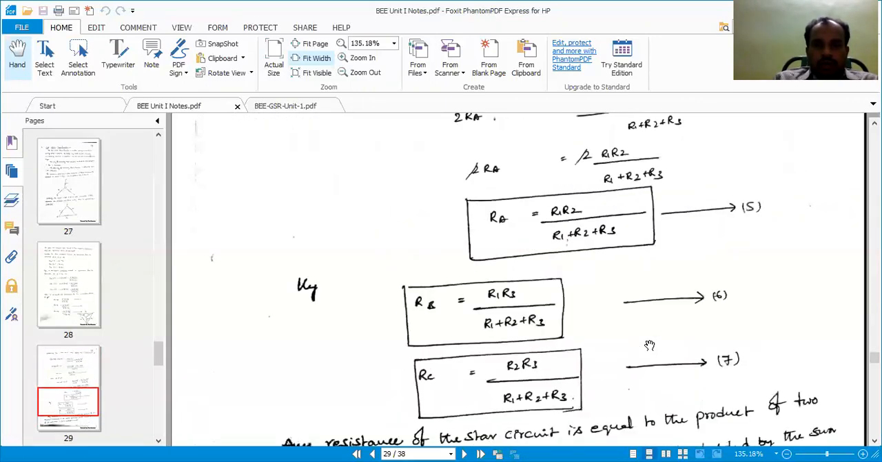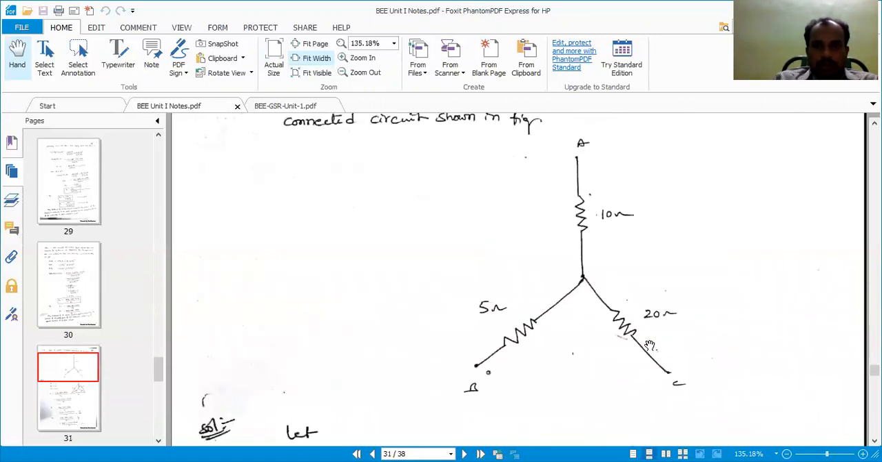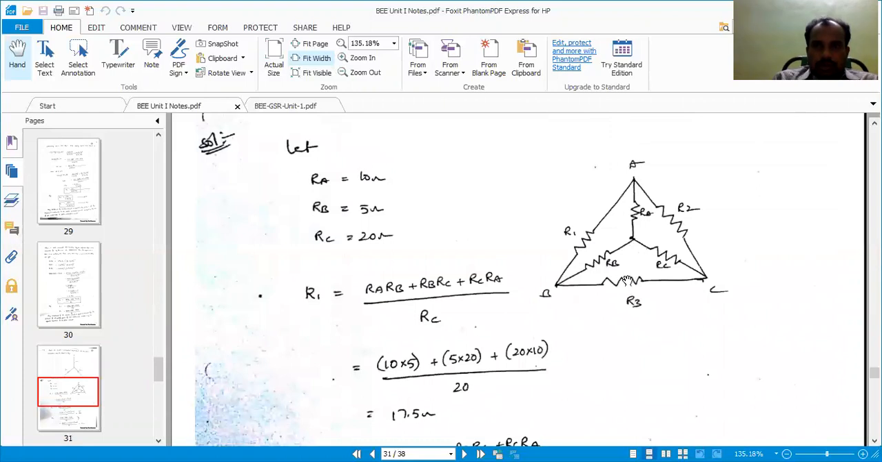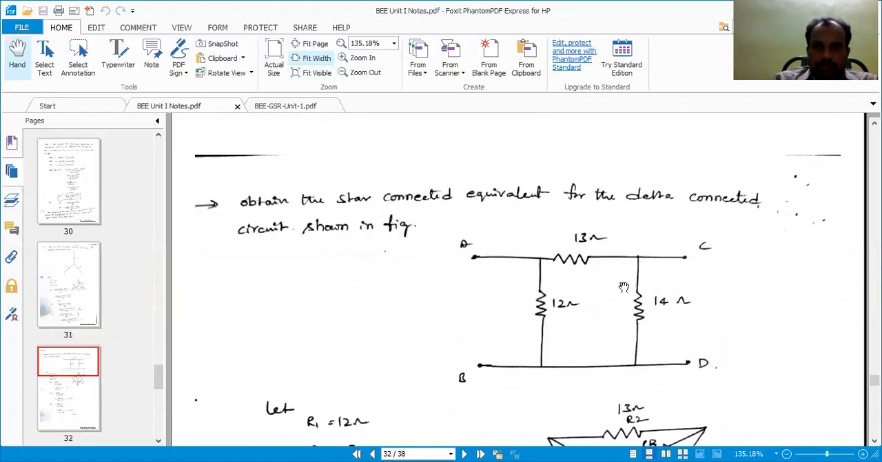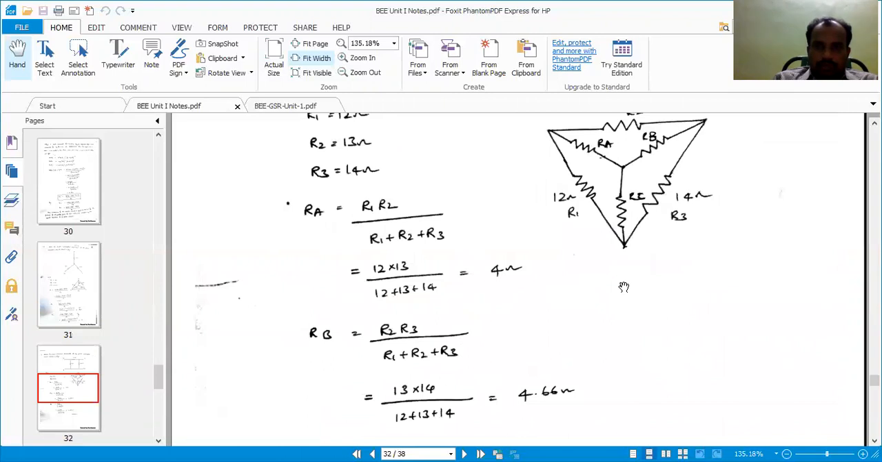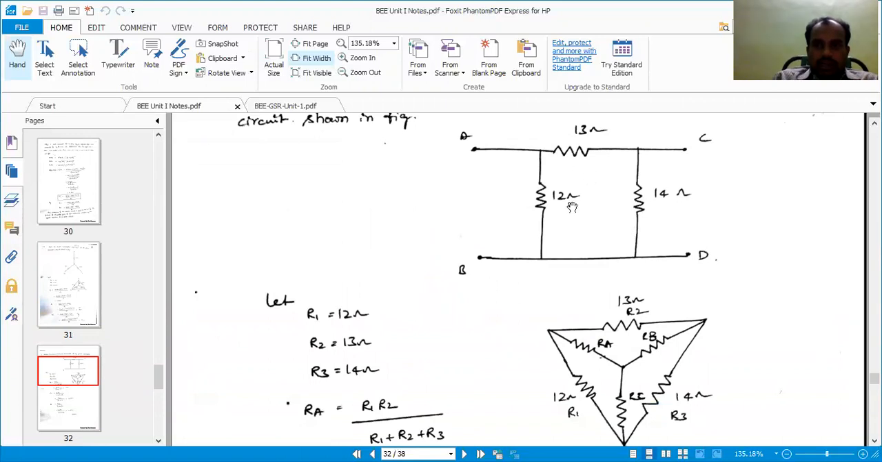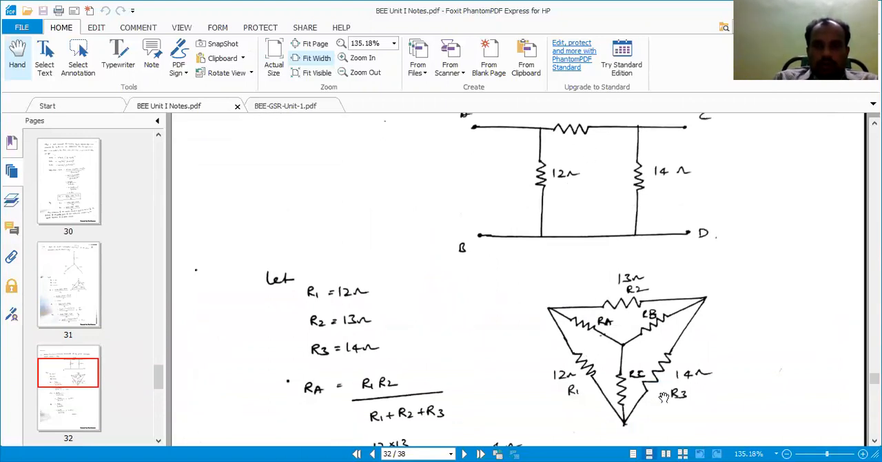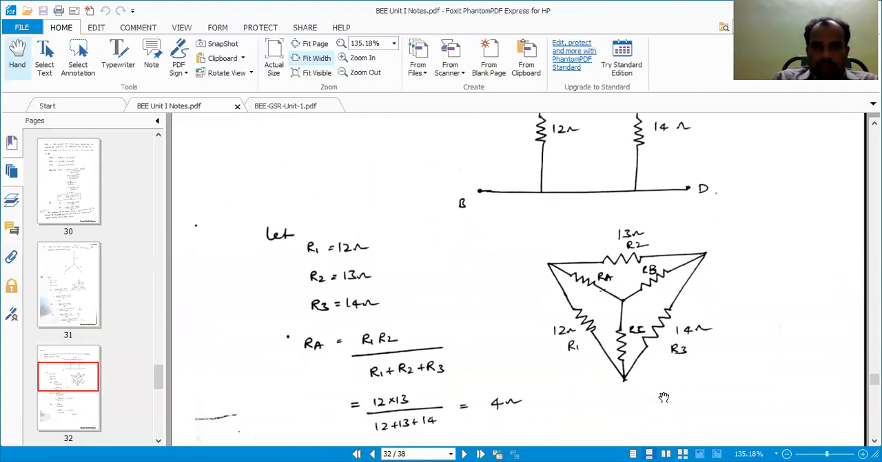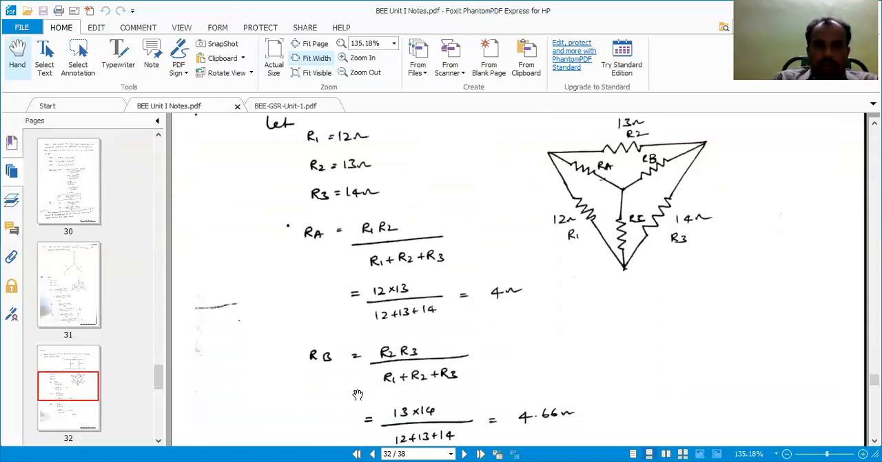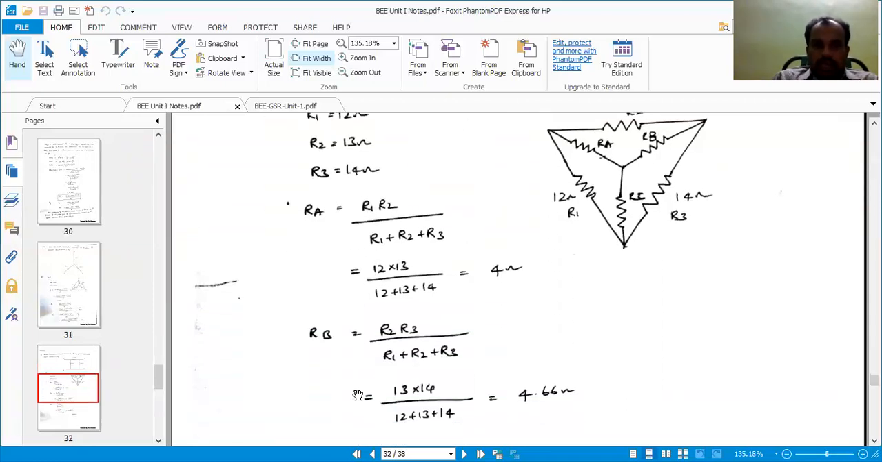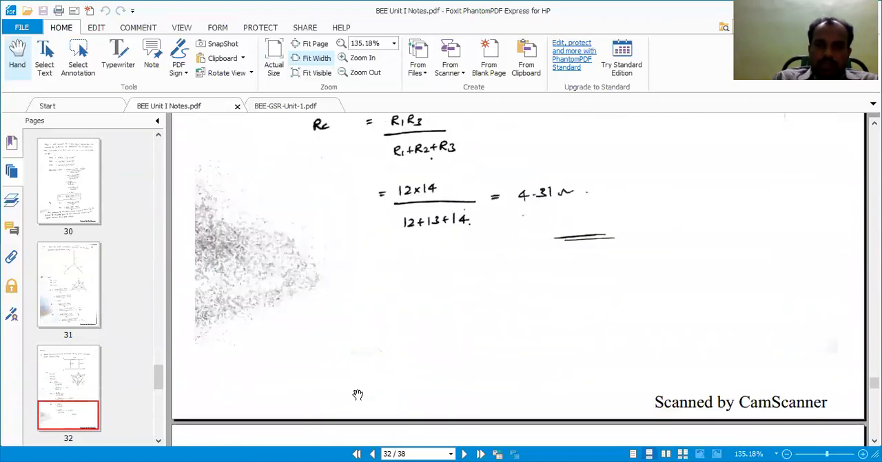Now star to delta transformation problems. For example, in the circuit diagram, to obtain the star equivalent circuit, here are 13, 12 and 14 ohms. These are the delta network, to find the star values. The star values are: RA equals R1 into R2 by R1 plus R2 plus R3. RB equals R2 into R3 by R1 plus R2 plus R3. RC equals R1 into R3 by R1 plus R2 plus R3.